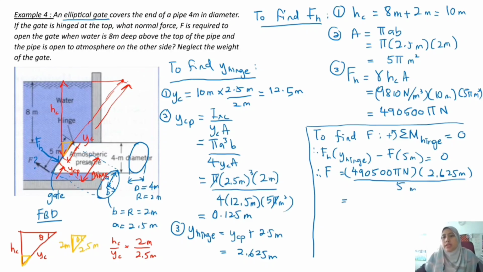So you should get the answer as 490,500 times pi times 2.625 divided by 5. It's quite long here. 808,999.3782, right? So you can just simplify it to 809 kilo Newton. Alright? So that should be the answer. So I hope you understand. If you have any questions, you can ask me. Thank you.